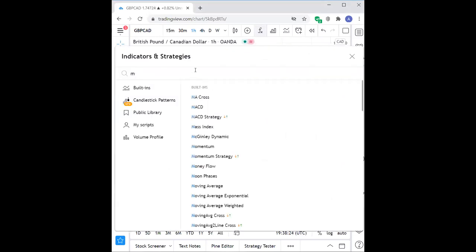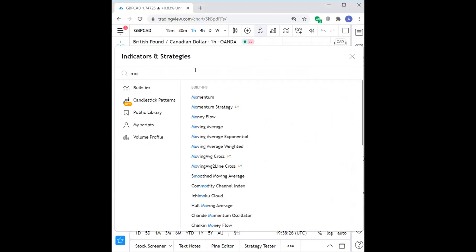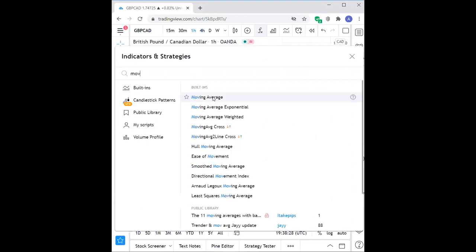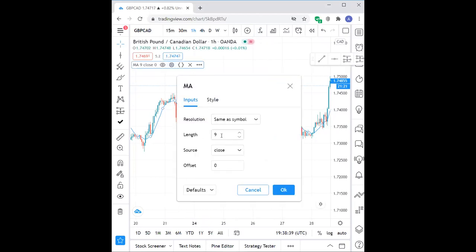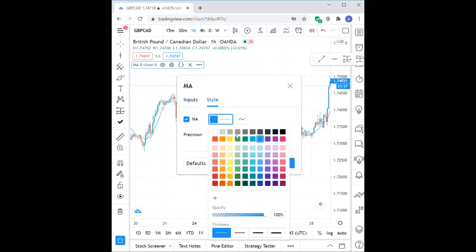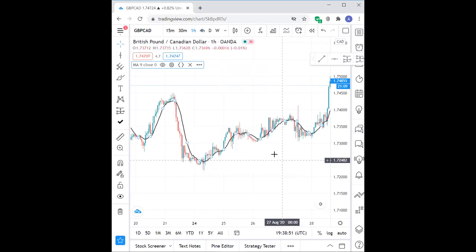Moving average. This one. So we have this one. This one is a 9 moving average. You'll just come here, click on settings, input the length of the moving average that you want, and then the style. You can change the color that you want, and you can change the thickness as well from here. Coming down here, and then just click here and say okay, it's changed.